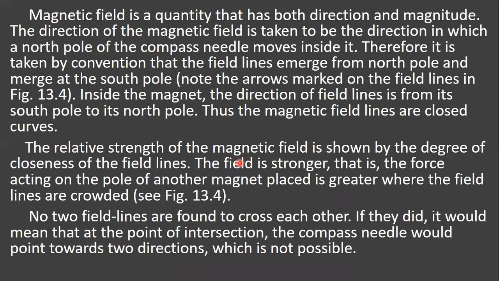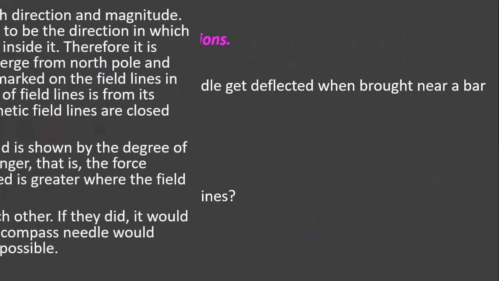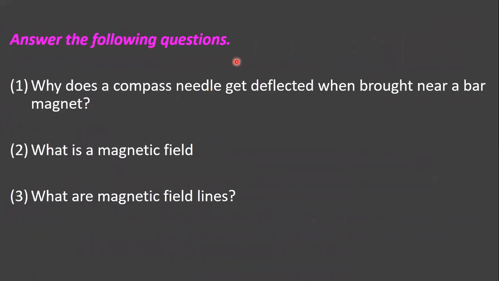See, in today's class we learnt about the magnetic field and the field lines, and also we discussed some activities. You answer these questions: Why does a compass needle get deflected when brought near a bar magnet? What is the magnetic field, and what are the magnetic field lines?